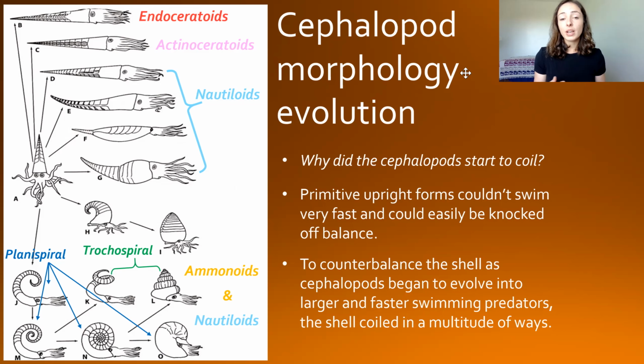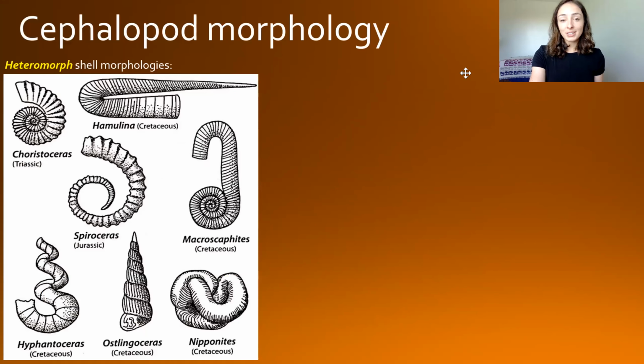However, later, to counterbalance the shell and allow cephalopods to swim faster, and actually instead of having the upright orientation, have a sideways orientation so they can swim faster, cephalopods began to coil in a multitude of ways as they diversified. And some ways were pretty funky. These funky shell morphologies of cephalopods are called heteromorphs. Heteromorph shell morphologies, as shown in this figure, are all different morphologies of ammonoids which went through a series of radiations through the Paleozoic and Mesozoic eras.